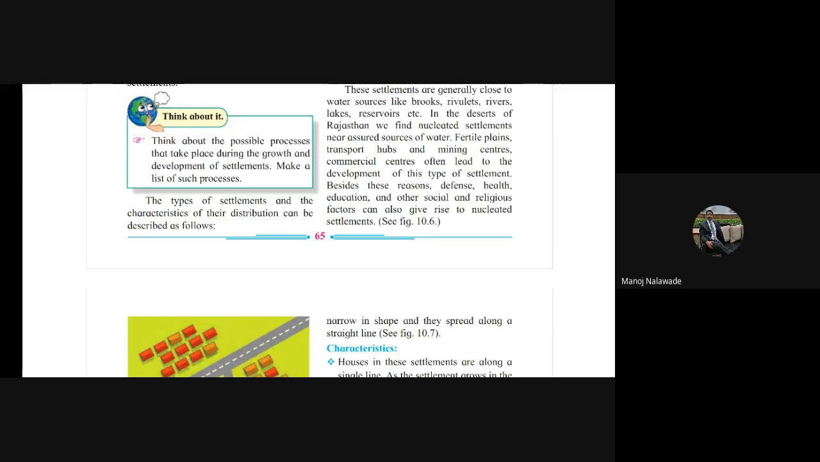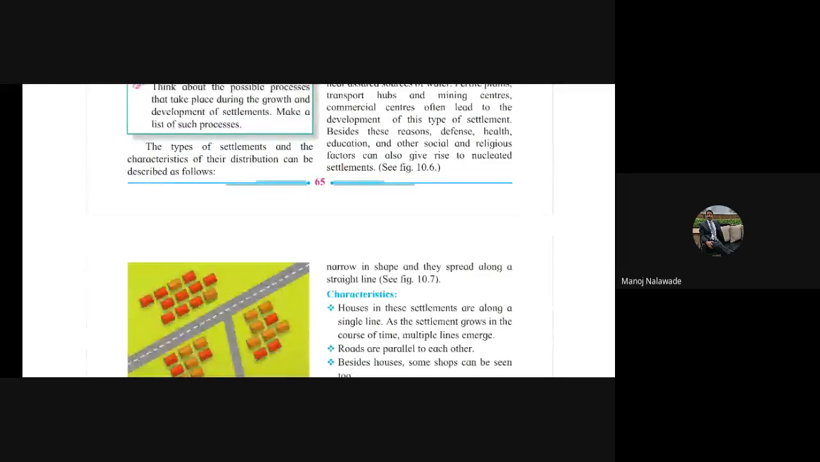And also other social and religious factors. If a famous religious temple is at some place, people try to visit it. All the devotees come and visit that temple or that deity. So for their services, their facility, and their accommodation, there is a nucleated settlement at that place.